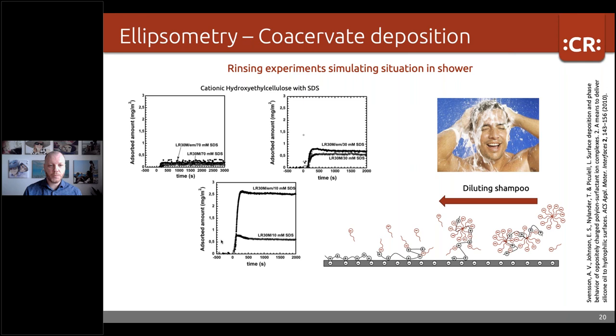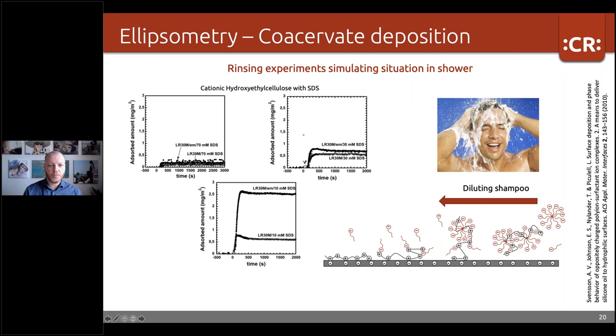And then you can see that after a specific time point, you start to get deposition on your surface. And in this case, it was done with cationically modified hydroxyethyl cellulose and the SDS mixture, and also with and without the addition of silicone oil.